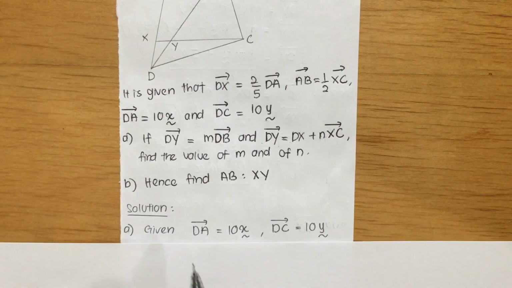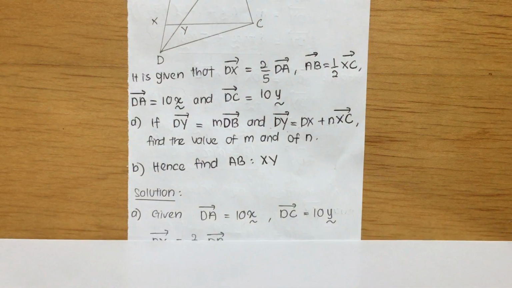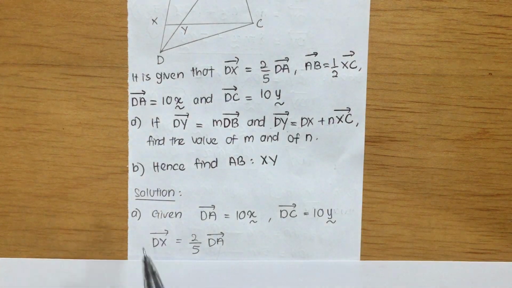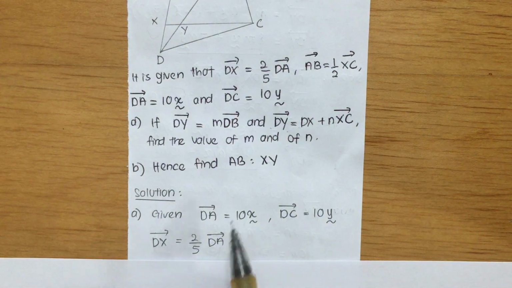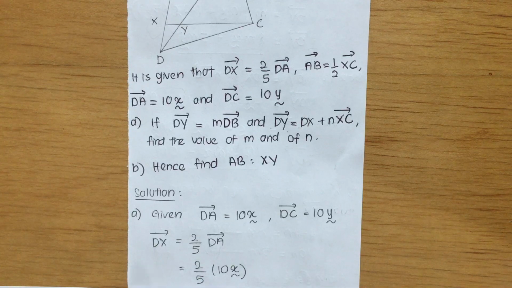So it's given that your vector DA is equal to 10x and DC is equal to 10y. So like I said guys, go for the information which is already given. Don't worry if you have no idea how to start and you feel like you are literally jammed on how to even proceed with your solutions. The information is already given that vector DX is equal to 2 over 5 of vector DA. So you can immediately substitute in your vector DA value which is equal to 10x. So continue, 2 over 5 times 10x.